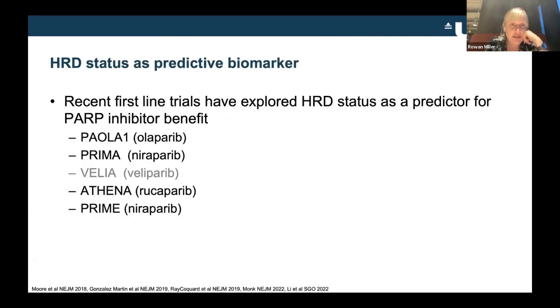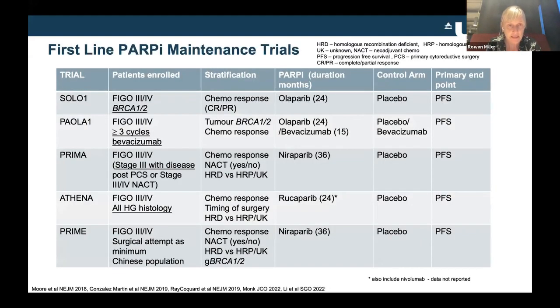So increasingly, HRD status has been evaluated as a predictive biomarker when we think about response to PARP inhibitors. So you'll remember I showed you that if you've lost homologous recombination, you're more sensitive to PARP. So a number of the first-line trials listed here all explored whether HRD status would predict a better degree of benefit. And here this table lists all the first-line trials that have been published.